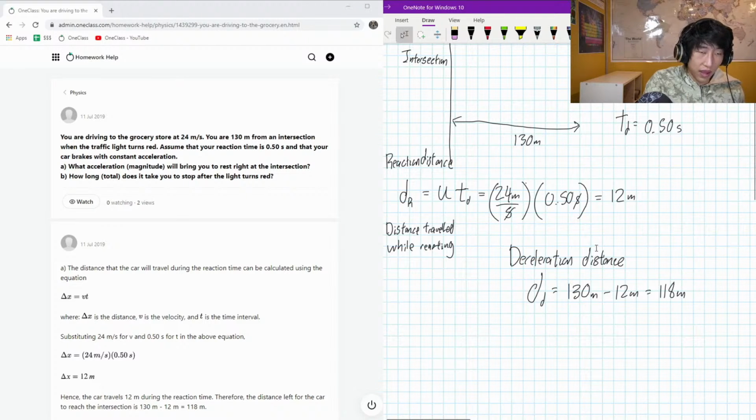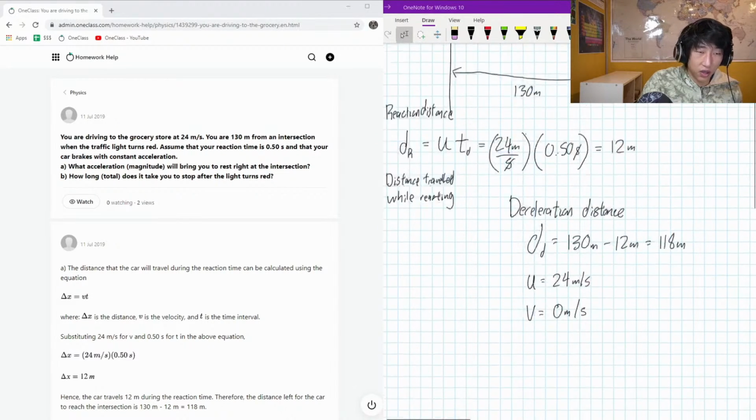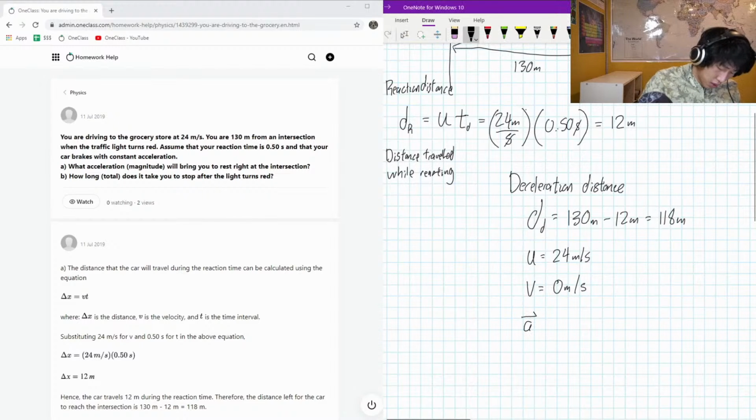Okay, so we know that at this point our initial velocity is still 24 meters per second, and we need our final velocity to be equal to 0 meters per second. Why? Because we're trying to stop, and when we're stopped we have 0 meters per second, and you definitely don't want to be moving at a red light. You'll be in trouble. You might get a ticket, or even worse, you might hit someone, and that is bad news for sure. Okay, so we are looking for the acceleration. We're looking for a.